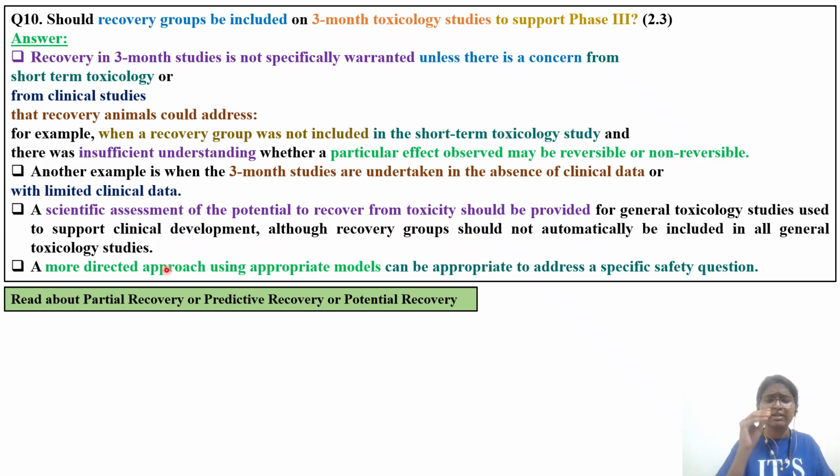Adding a recovery group to each and every repeat dose toxicology study in the battery of general toxicology unnecessarily increases the animal number. It is not going to add any new data. That is the reason they are saying there is no need to add a recovery group to the whole battery of general toxicology studies. A more direct approach using an appropriate model can be appropriate to address a specific safety question. If there is a potential concern, you can use that particular appropriate model to address the main cause.